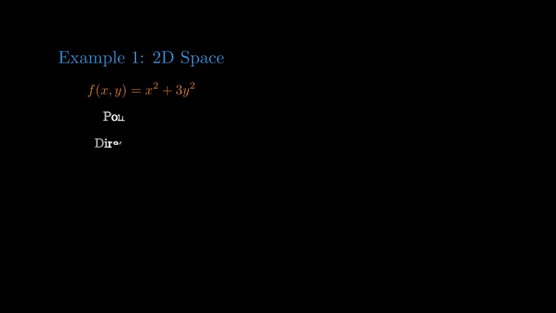Let us look at a concrete mathematical example. Suppose we have the function f of x and y equals x squared plus 3 times y squared, and we want to find its rate of change at the point 1, 2, moving in the direction of a vector that makes an angle of pi over 3 radians with the positive axis.